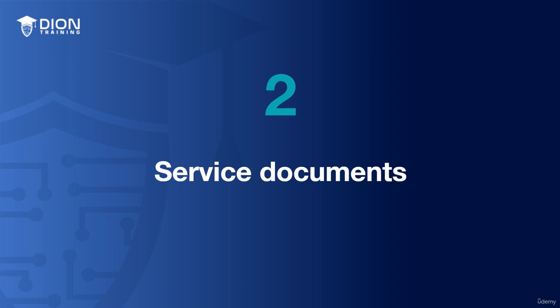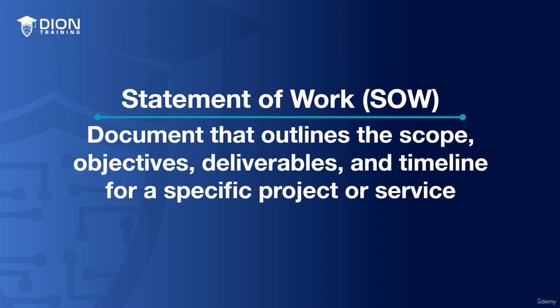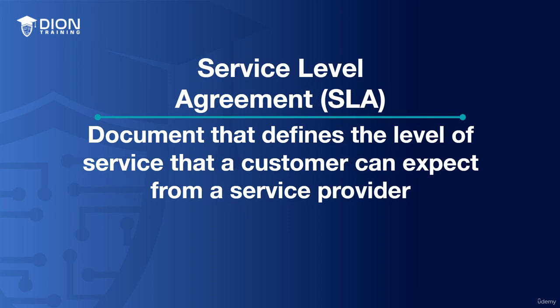Second, we need to talk about service documents, like a statement of work and a service level agreement. Now, a statement of work is a document that outlines the scope, objectives, deliverables, and timeline for a specific project or service. A service level agreement, on the other hand, is a document that defines the level of service that a customer should expect from their service provider.